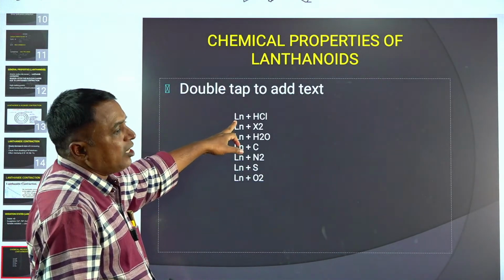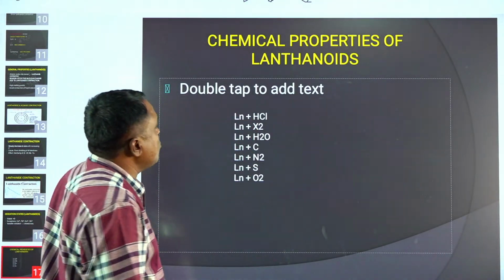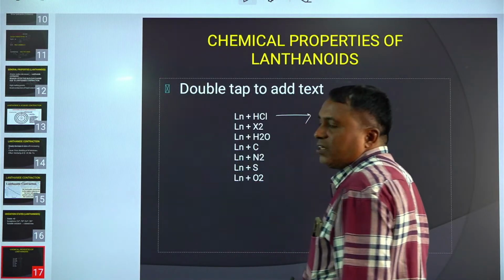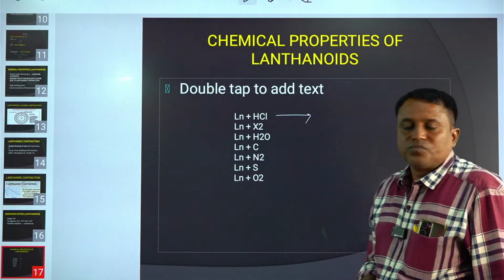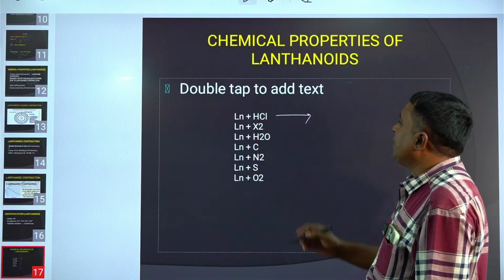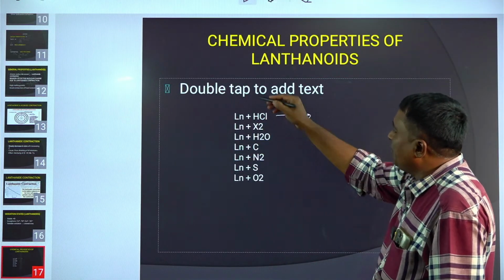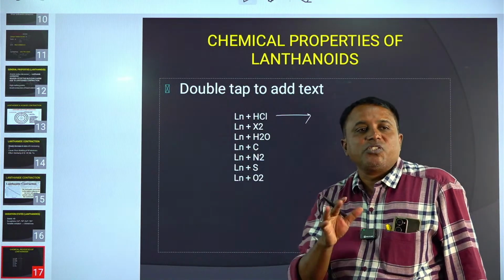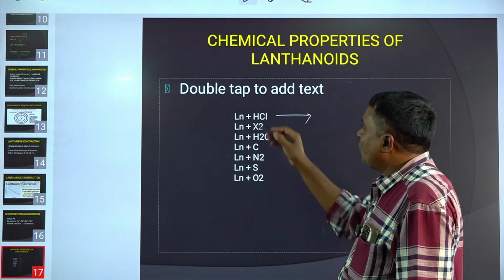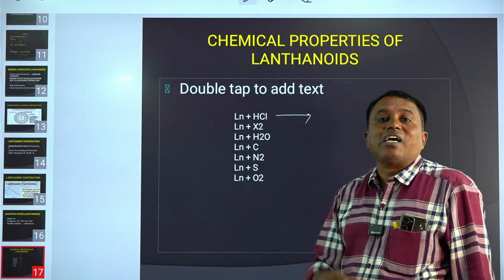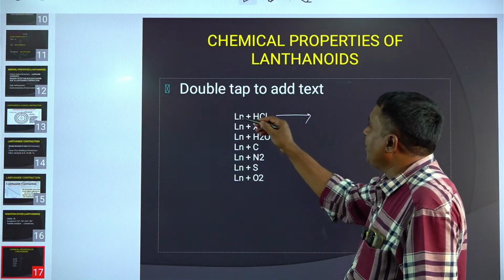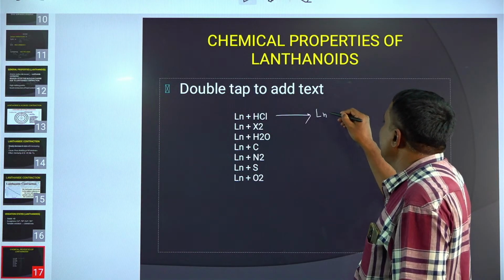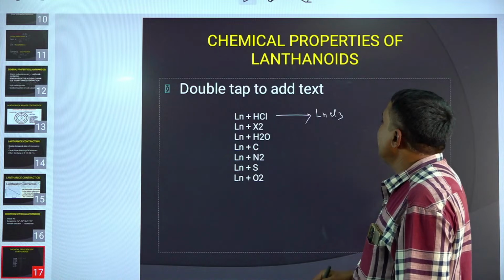When lanthanide elements react with HCl, what will happen? Lanthanide elements generally exhibit the +3 common oxidation state. Therefore you can consider this as aluminium. Aluminium plus HCl gives AlCl3. Therefore, LnCl3 is the product.